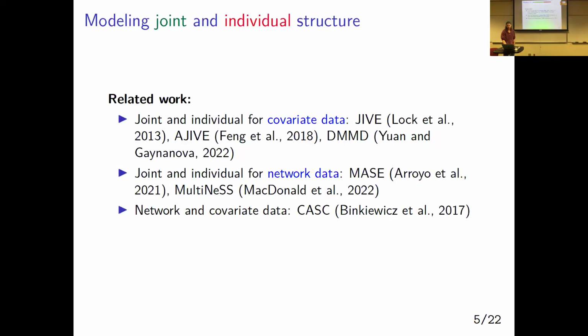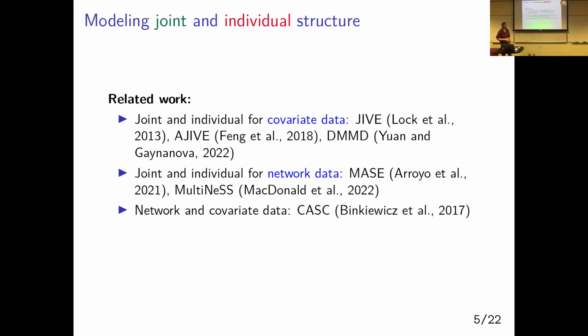All right, so we're about to start. I'll tell you the model here. But there's some related work on modeling joint and individual structure. Generally, they fall into three camps. The first one is very popular when you have multiple covariate data sets. It's a lot with genome expression data, but basically multiple covariates, find out what they have in common and what's unique to each. You've got work like JIVE, AJIVE, DMMD.